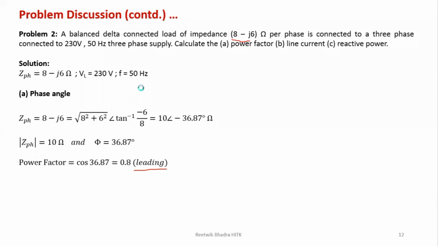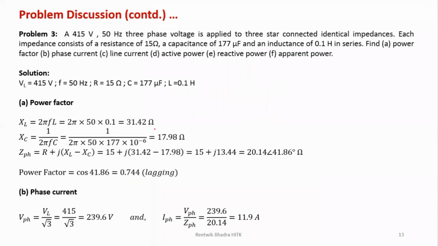So this is balanced delta, balanced star. Last problem is a type of RLC series circuit problem, which we will do in single phase also. Over here also the same type, only this is three phase. So you read the question, 415 volt is directly given, so obviously line voltage. So line voltage, 50 hertz frequency. Then all three have identical impedances, that is all balanced. Impedance consists of resistance, capacitance, inductance in series.